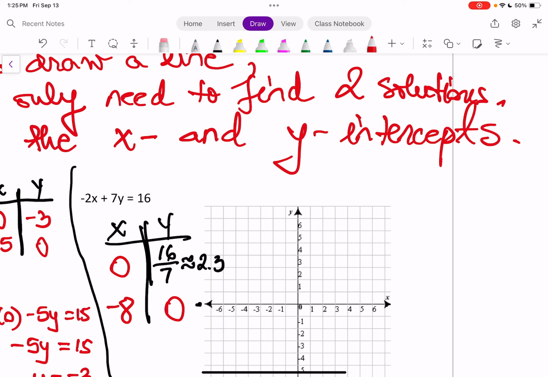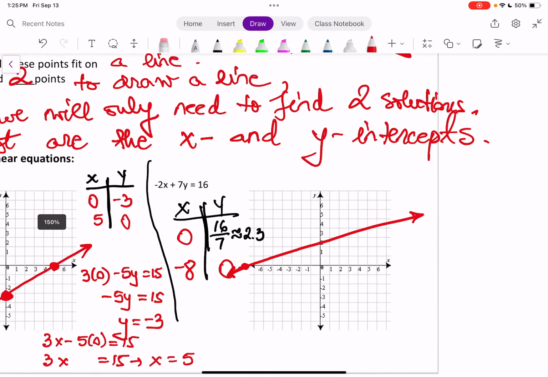-8 would be just a little bit outside. The 0, y, I said 2.3-ish is just about here. Okay, so if you get fractions, it's kind of hard to know where 16/7 is. But as soon as you turn it into a decimal, you can find it on the number line easily. And here's the line. I found my two intercepts.